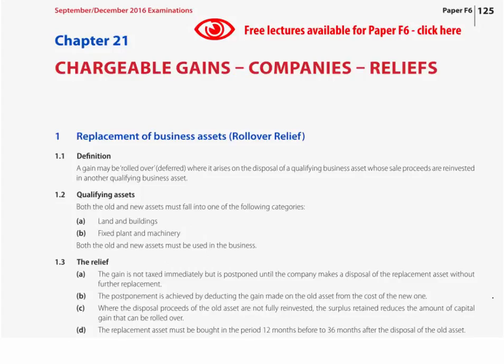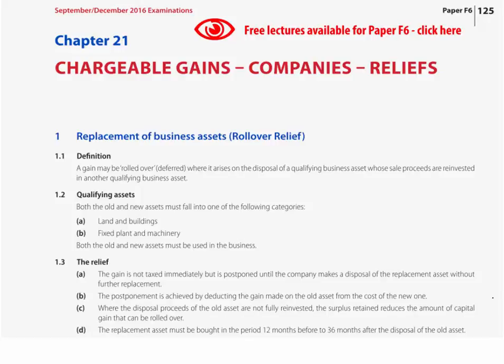You may recall that back in chapter 14, where we looked at CGT reliefs for individuals, that was a very long chapter indeed. There were so many reliefs available to individuals. You may recall such reliefs as entrepreneurs relief, gift relief, rollover relief, PPR, principal private residence relief.